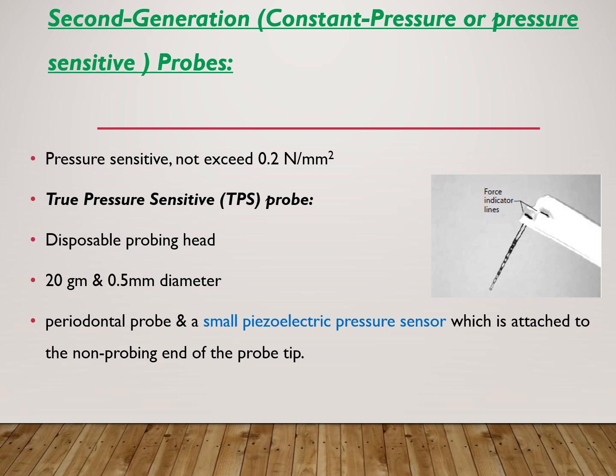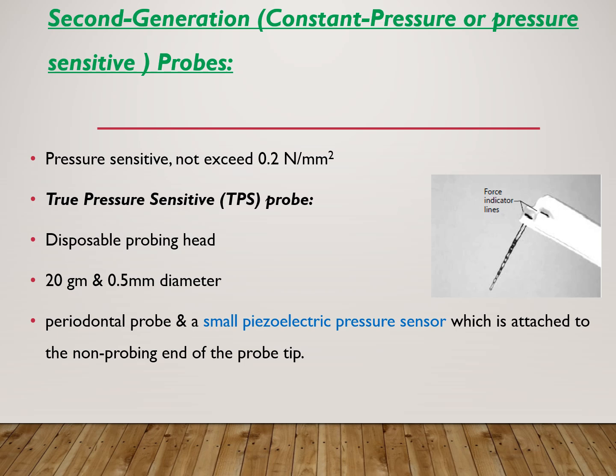So this is known as constant pressure or pressure sensitive probe. So as the name implies, they are pressure sensitive, so they have pressure control. The pressure should not exceed 0.2 newtons per millimeter square. One of the examples of this generation probe is the true pressure sensitive probe. So it has a disposable probing head and it gives the pressure of 20 grams.